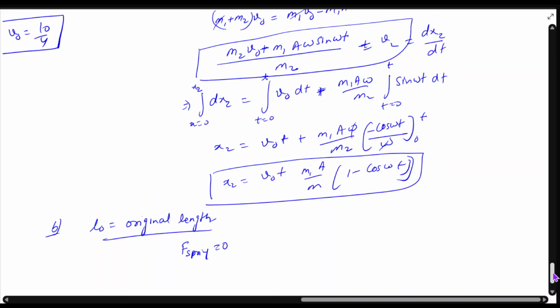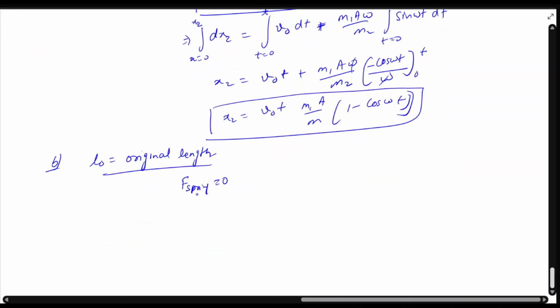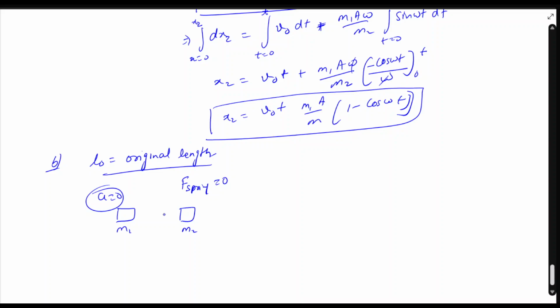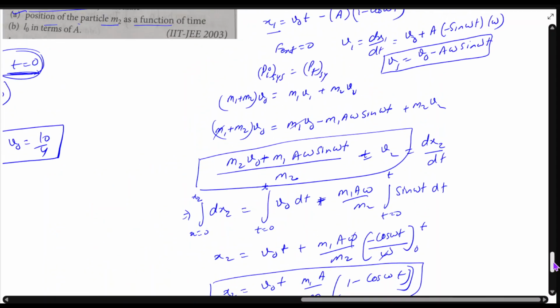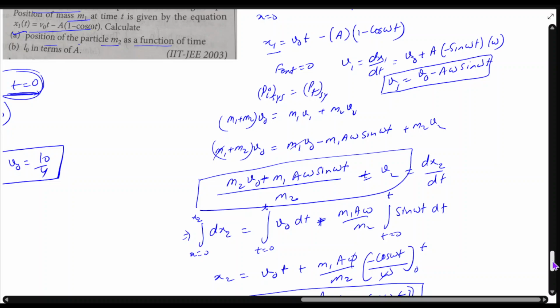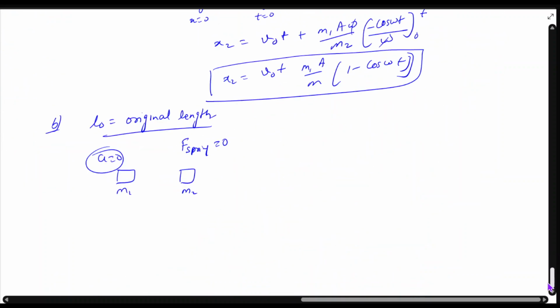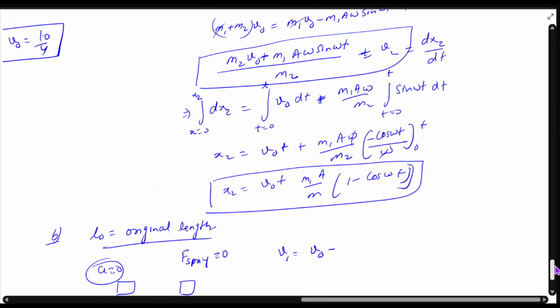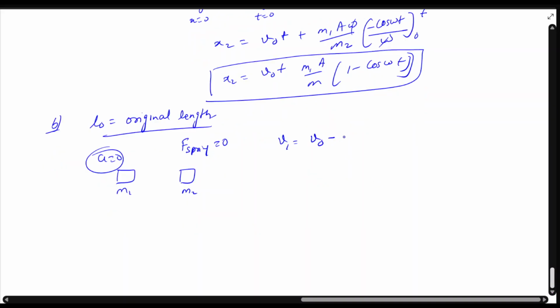If the force due to the spring is zero, then on each block m1 and m2, acceleration must be zero. Are you getting me? So let's just find the acceleration for any one. Okay, so let's just find the acceleration of x1. So we have v1 as this. So we have v1 was v naught minus a omega sine omega t, right?